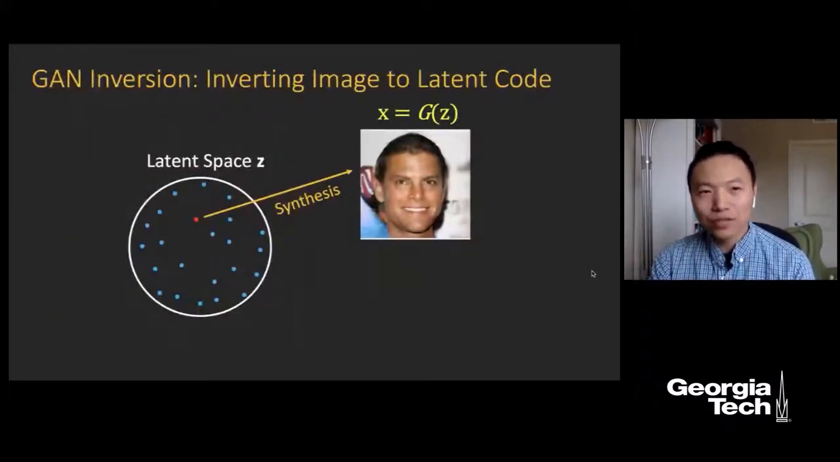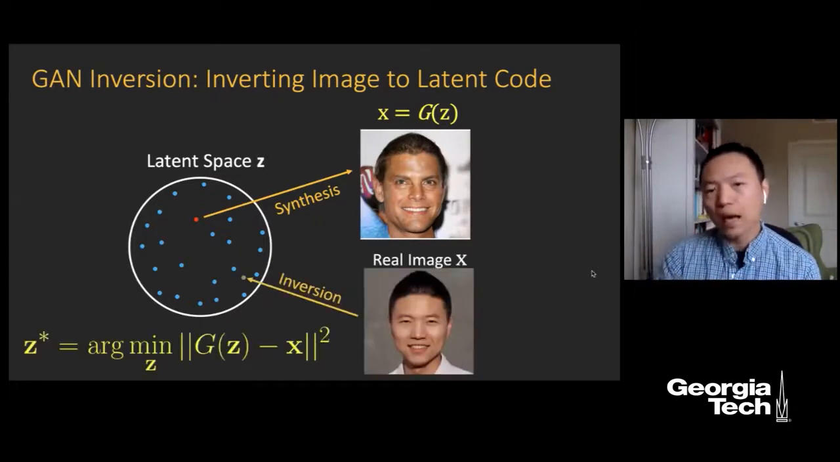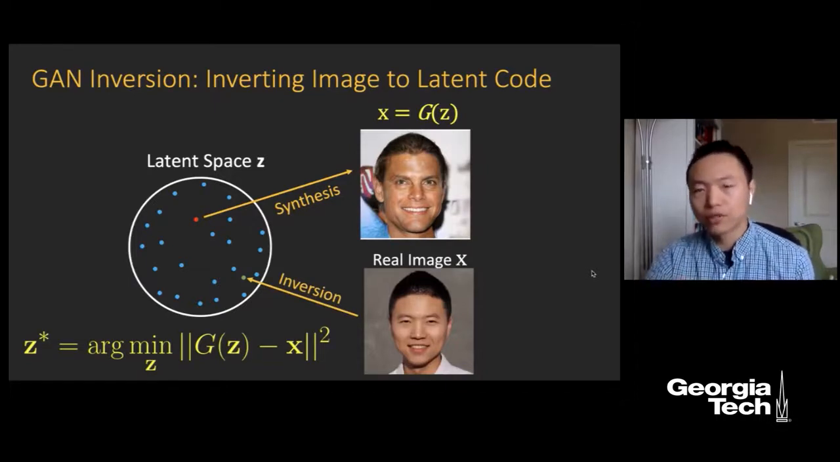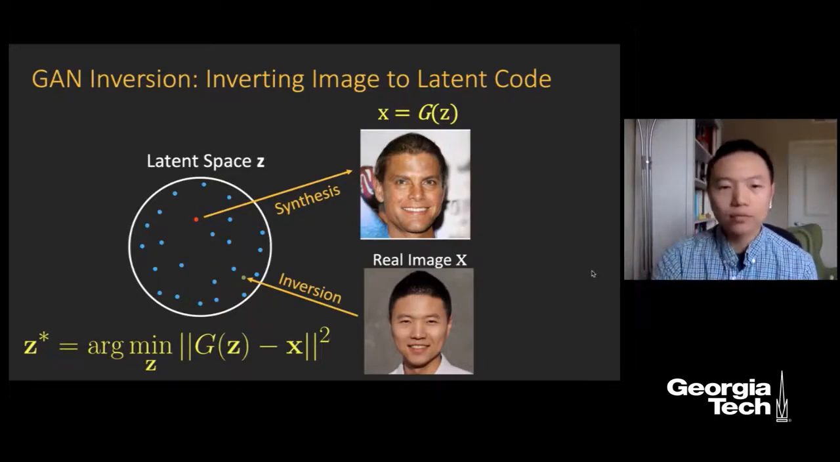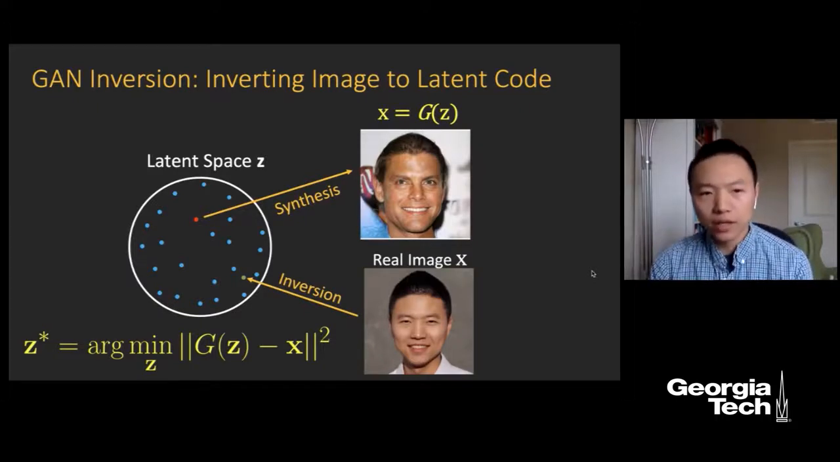So right now we have the GAN inversion problem. It's an inverse problem for a generative model. Given an image, we want to invert it back into the latent space. Previously, for generation, we sample from the latent code and get a synthesized image. Right now we have a real image, and we want to go back into the latent space and identify the latent code. That is the inversion problem.